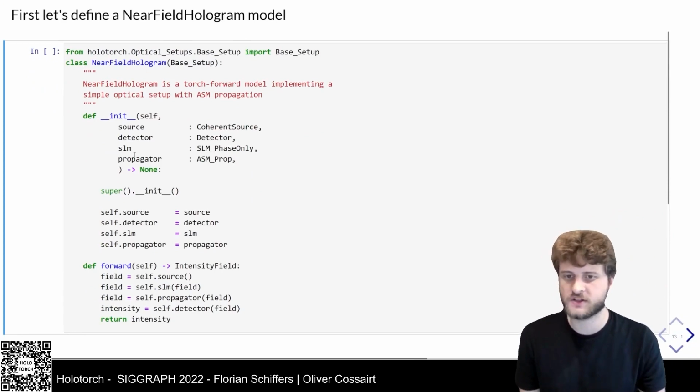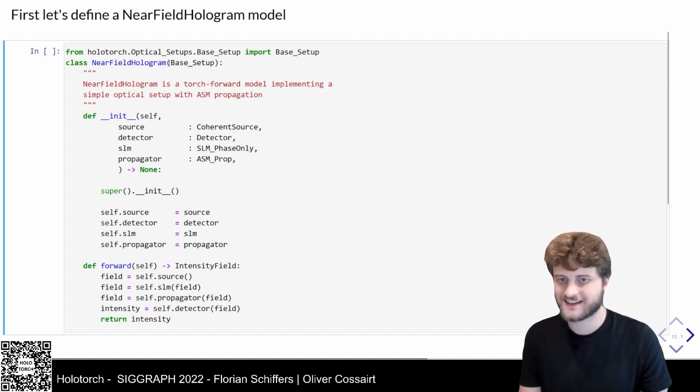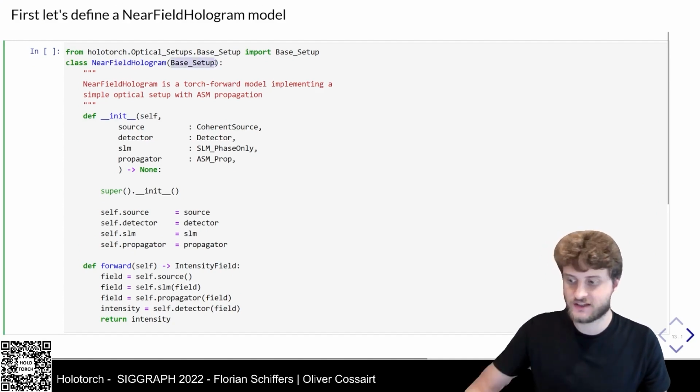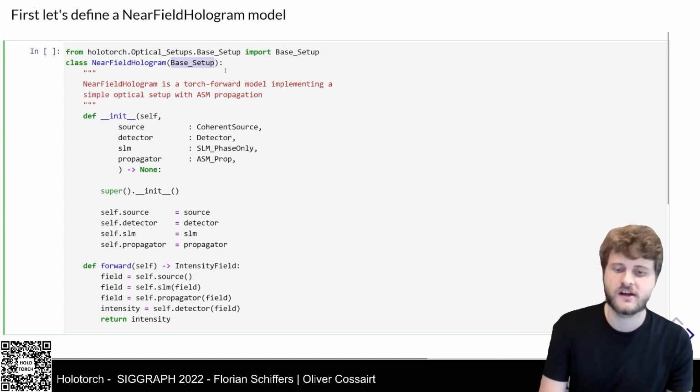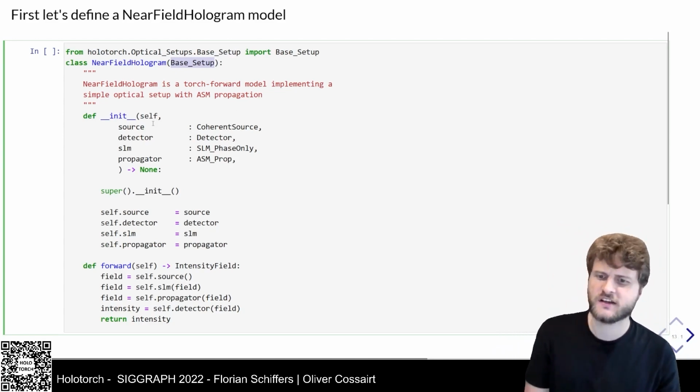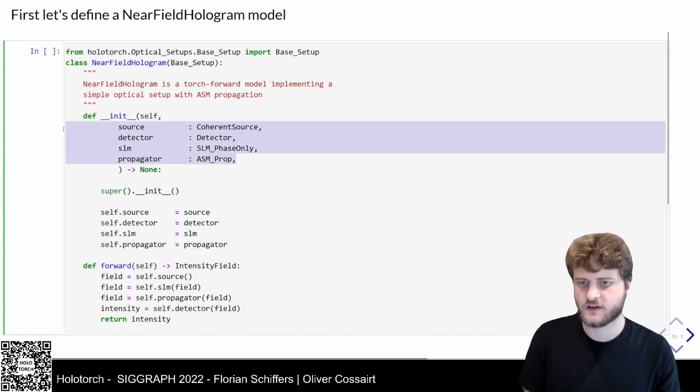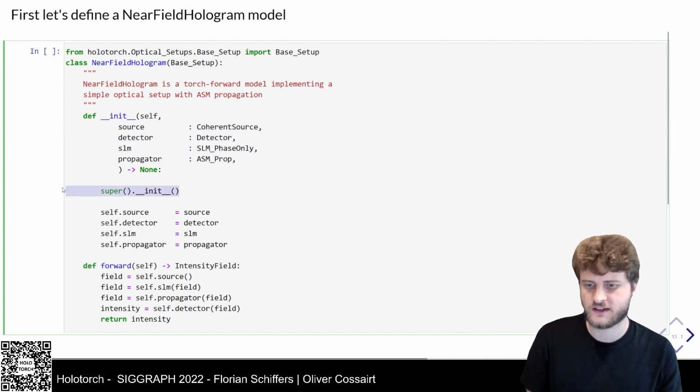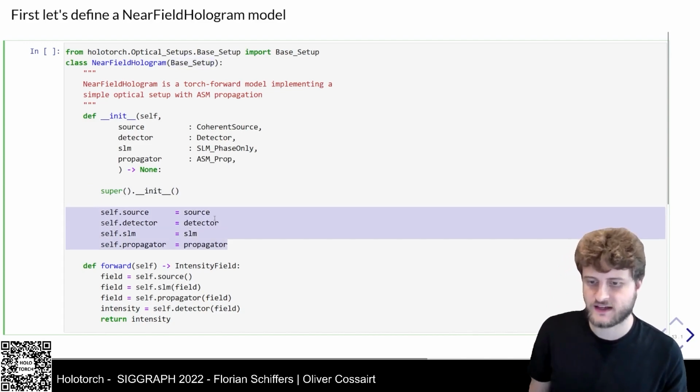So like any HoloTorch model is actually a class. And we should look at this example here, which we call near field hologram. So this extends from the setup class, which has some basic functionality, which I don't want to talk about right now. But essentially, we're going to define the constructor. So we're going to give the 4 components. Then we're going to call the super method, of which we're going to call the constructor of the base setup method, and we're going to put these 4 components as member variables.